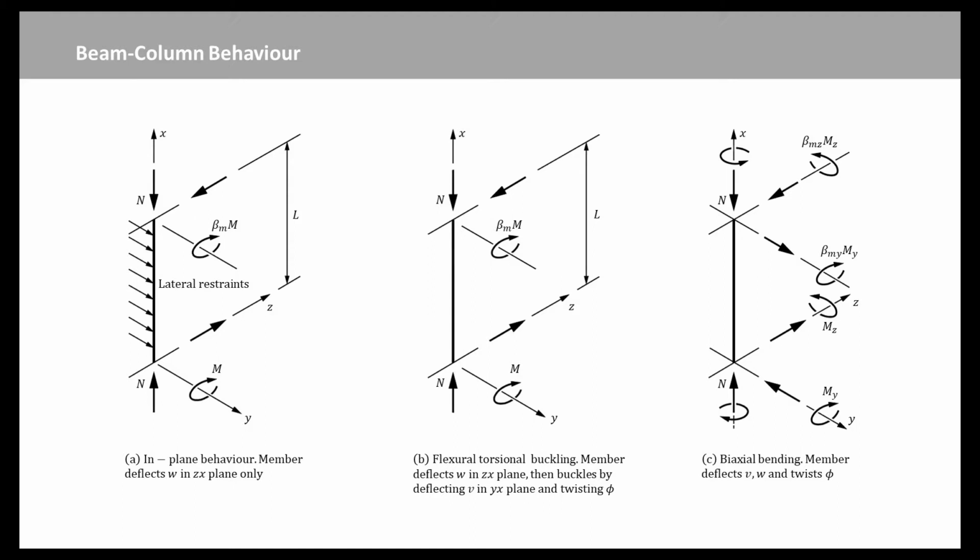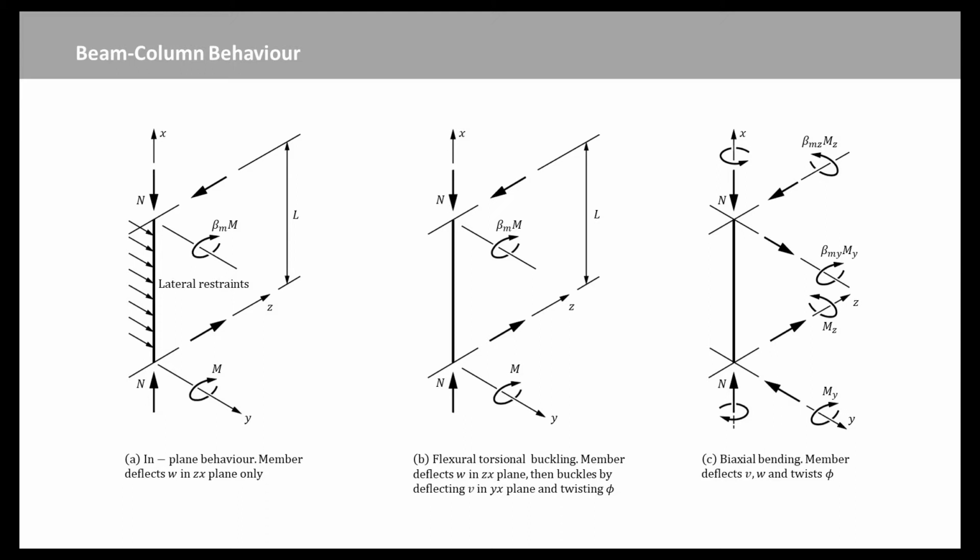When a beam column which is bent about its stronger principal axis is not restrained laterally, as shown in Figure B, it may buckle prematurely out of the plane of bending by deflecting laterally and twisting. This action is related to the flexural torsional buckling of beams.